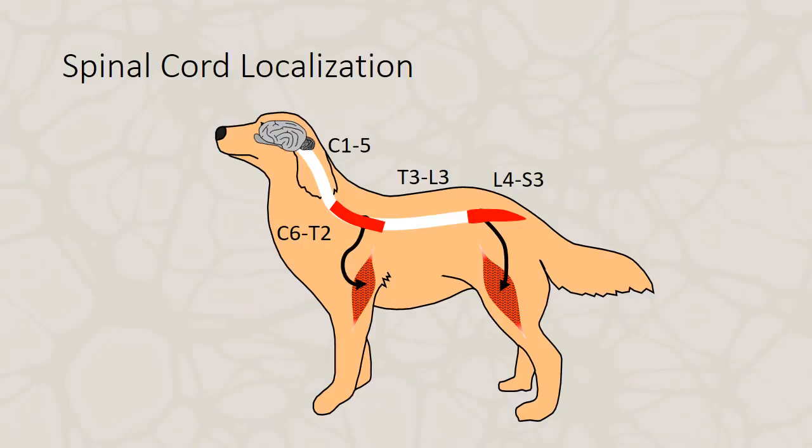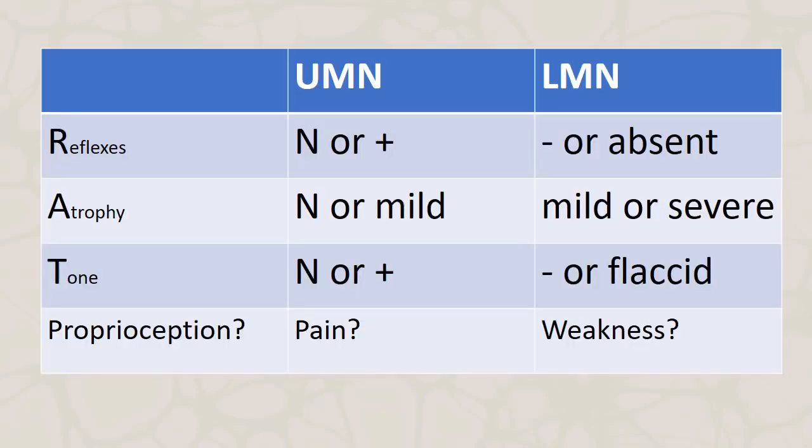When it comes to spinal cord localization, again, we're localizing to 4 areas. The reason we can do that is because the intumescence for the thoracic limbs lives C6 to T2, and the intumescence for the lumbar is L4 to S3. When we're differentiating upper from lower motor neuron, the things that are most important are going to be reflexes, atrophy, and tone. Again, proprioception, pain, and weakness do not help differentiate upper from lower motor neuron lesion.